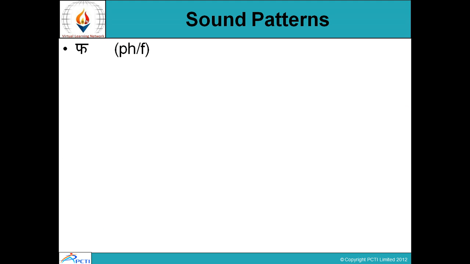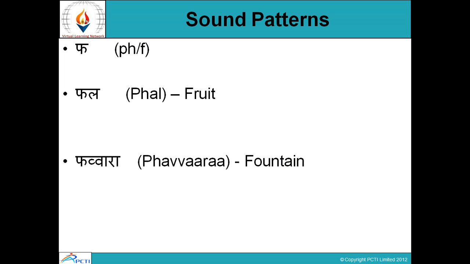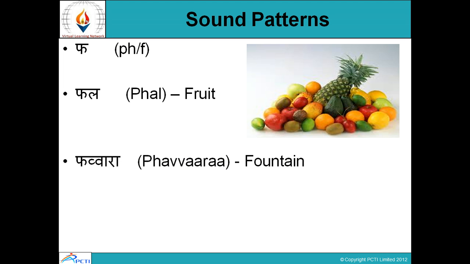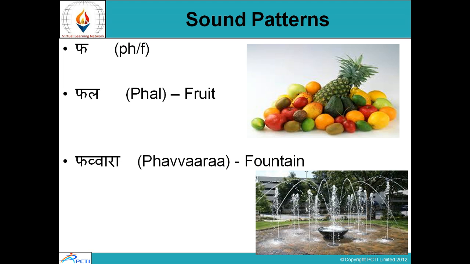The next sound we are going to do is F. The sound is F. Phal. Phal are what? Fruits. We call fruits phal. We have many fruits: mango, banana, apple, pear, pineapple, kiwi, and many more. Cherry, guava, all come in the category of fruits. We call fruits phal.